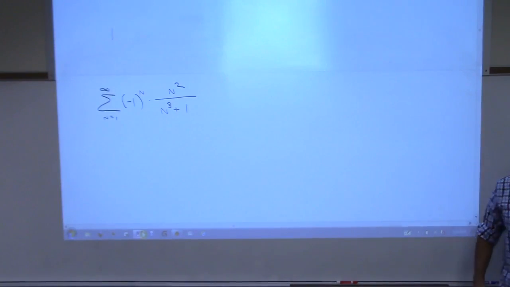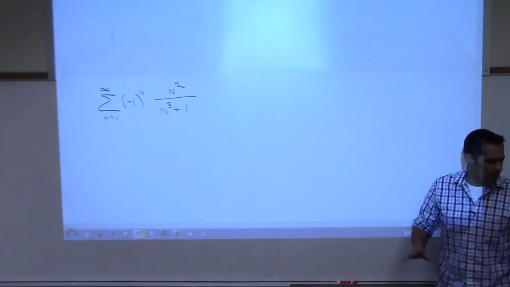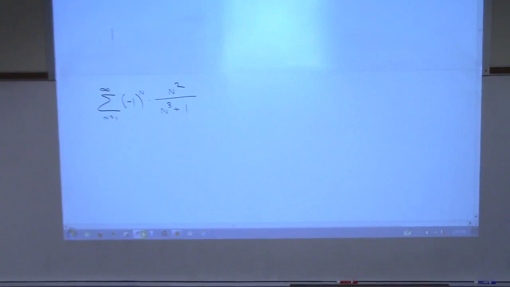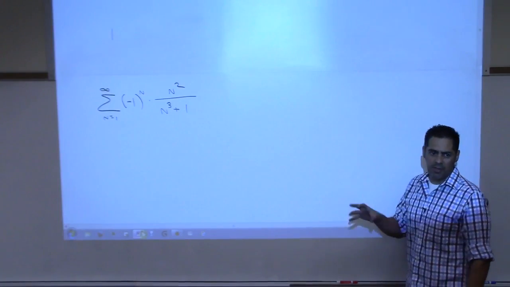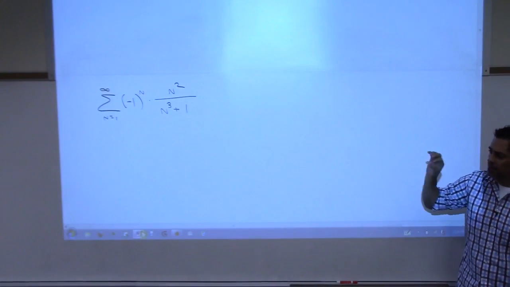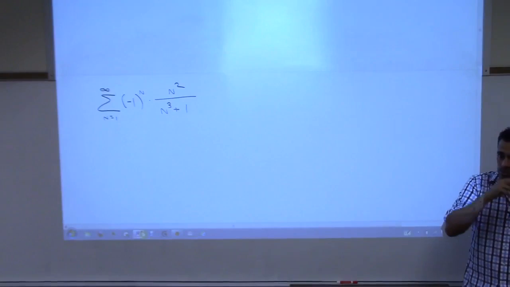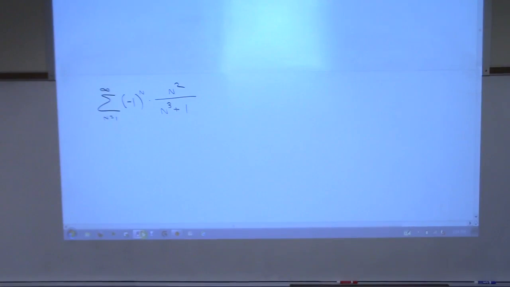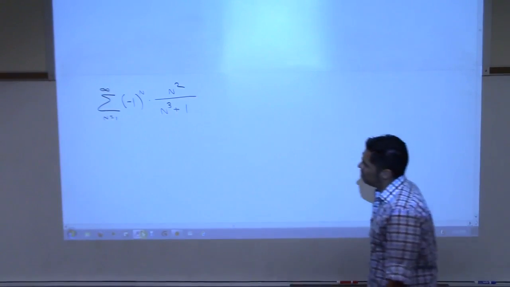Alternating, right? So as soon as you see alternating, then you pretty much throw out the comparison test, the integral test, the p-series, all that goes away, because those only work for series that have positive pieces in it. Whenever they alternate, you got to go to the alternating series test or the ratio test also, but we haven't talked about the ratio test. We won't get to that today. All right, so alternating series test.